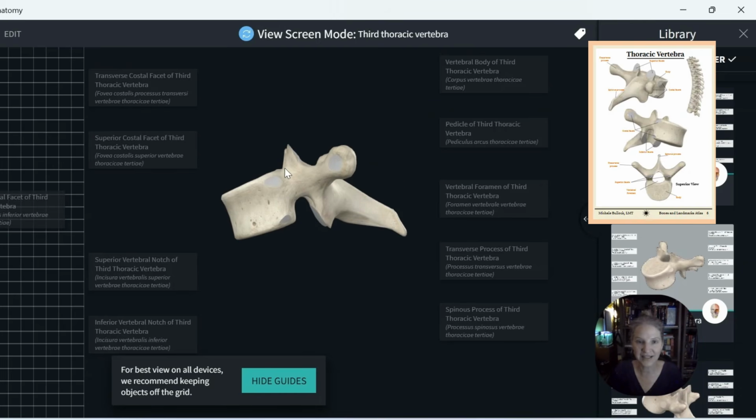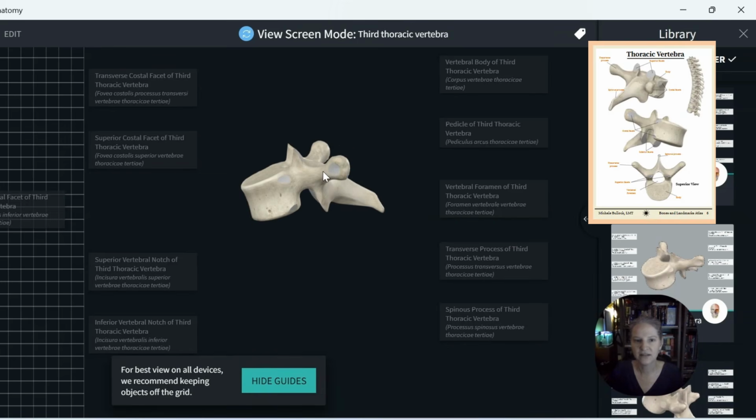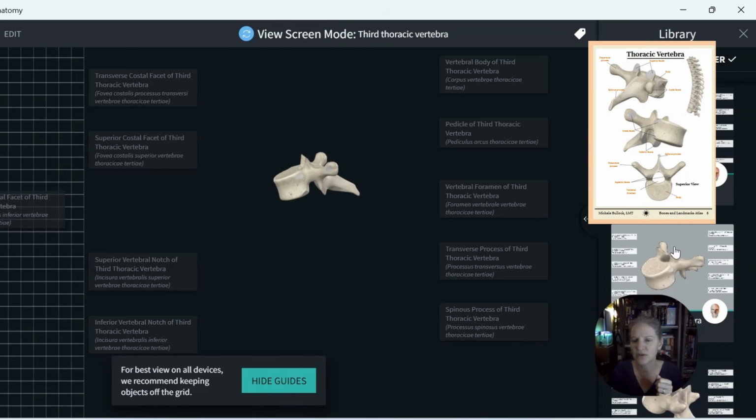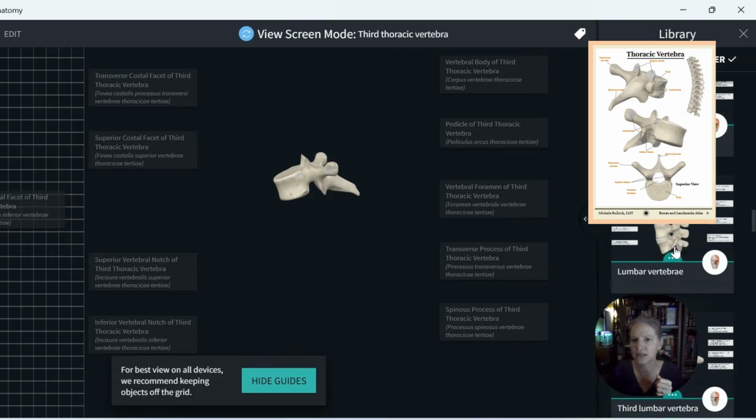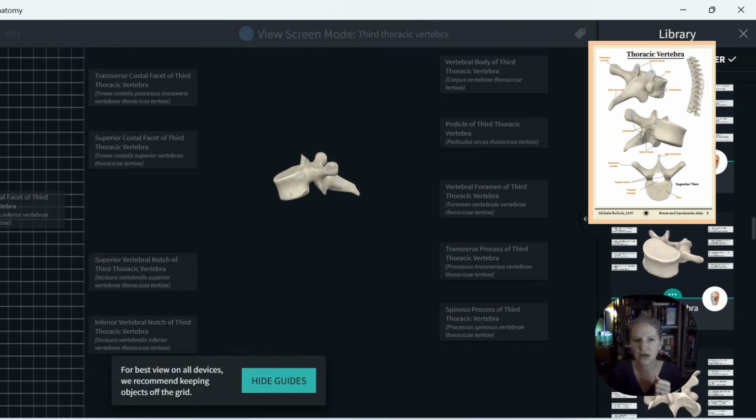But these facets are the costal facets. Costal is referring to the ribs. So that's where those set in. So I'm going to show you how it sets with the ribs when we finish the lumbar. So let's get to the lumbar.